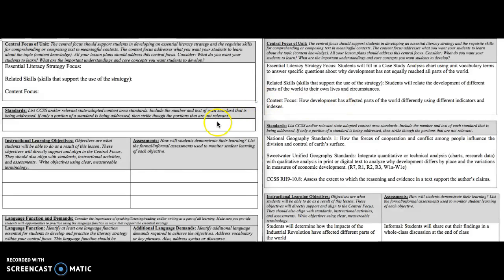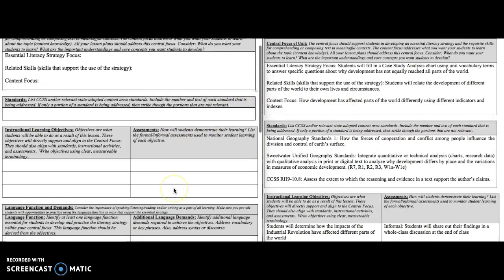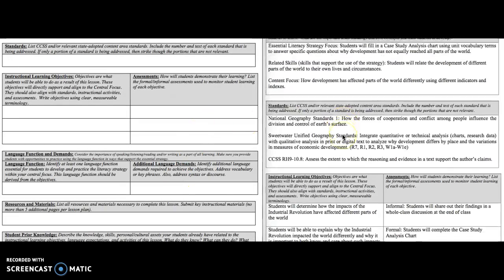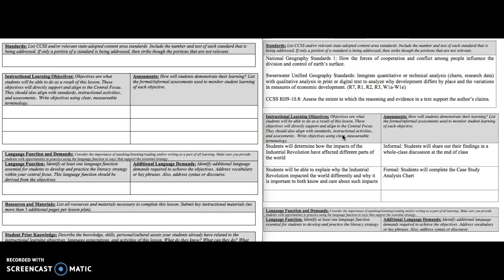As for standards, this is where you basically just list any relevant standards that apply to this lesson. These could be Common Core state standards, as well as in my case, it would be social science history standards, as well as any ELD standards for English learners in the class. So here they listed the National Geography Standards, Sweetwater Unified Geography Standards, which is specific for the Sweetwater district, and also Common Core standards, state standards.